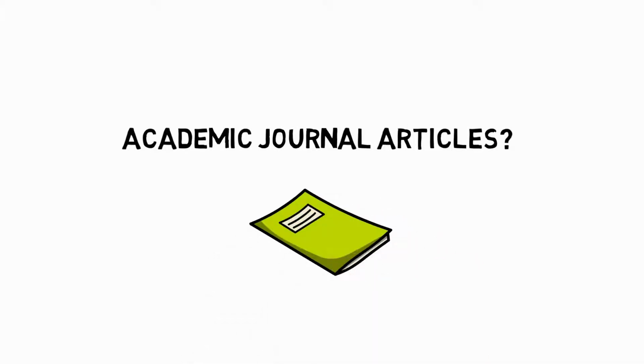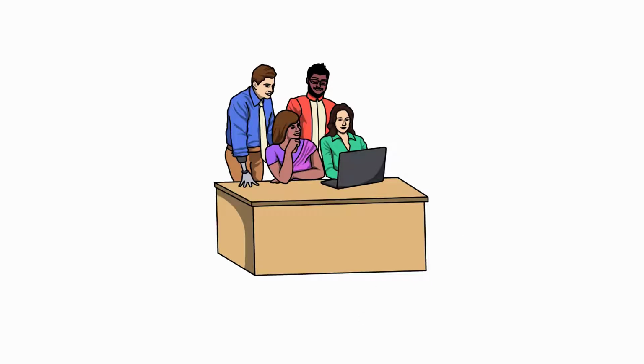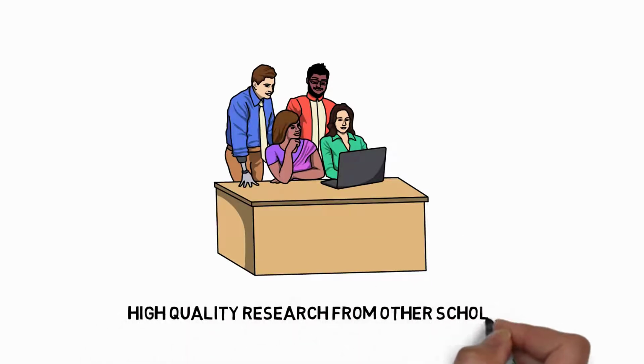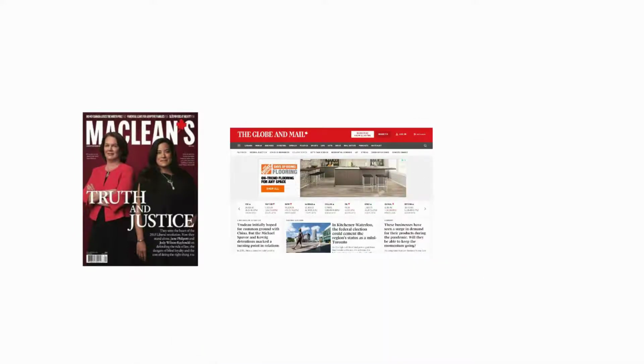If we're asked to use academic journal articles, it is usually because we need the best information with which to work. This means choosing sources that give us access to high-quality research from other scholars. Where is that high-quality research usually published? In academic journals, not in popular, news, or social media publications.